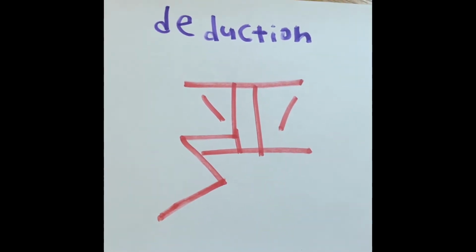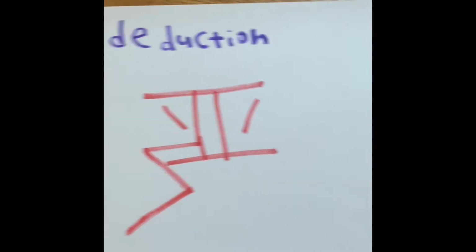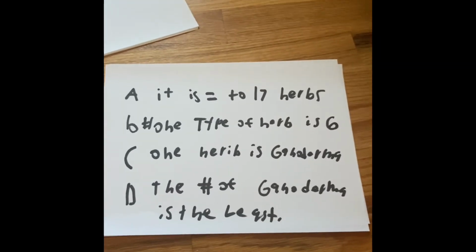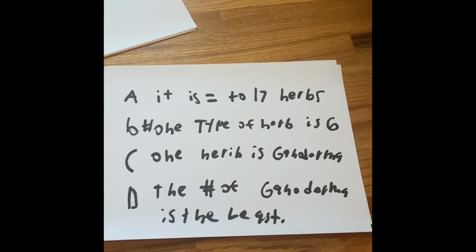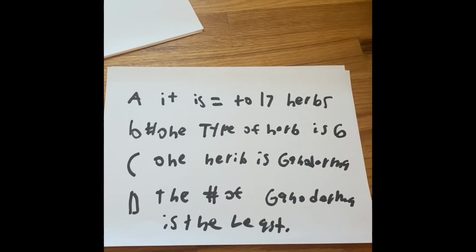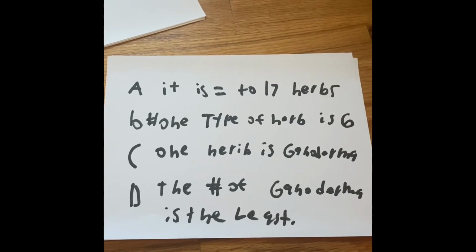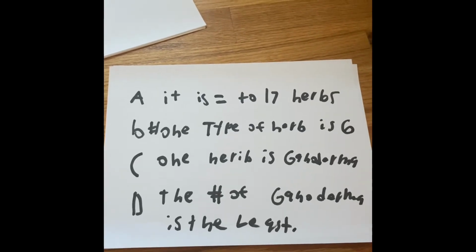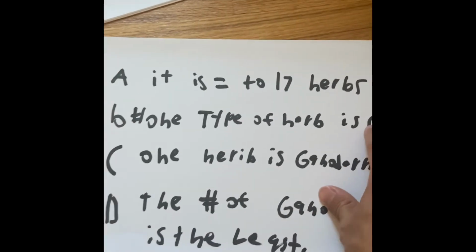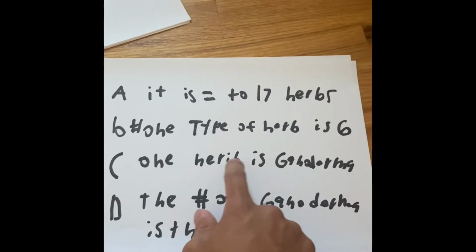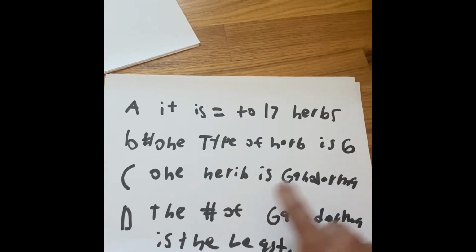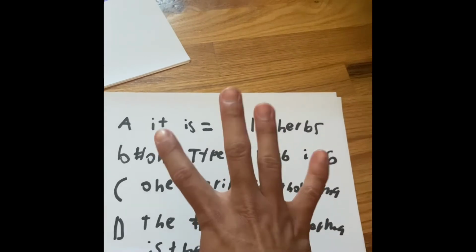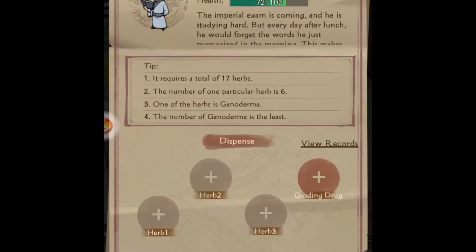So, here are the clues, because that was the story. For the prescription of the medicine, there are 4 available clues. A. It is a total number of 17 herbs. B. The number of one type of herb is 6. C. One herb is Ganoderma. And D. The number of Ganoderma is the least. So we get to use those 4 clues to find out what the evidence is.